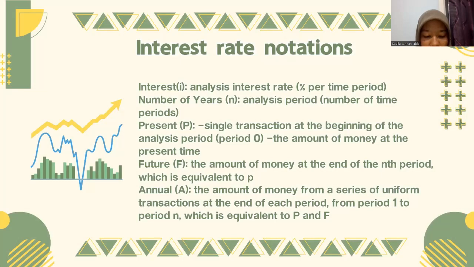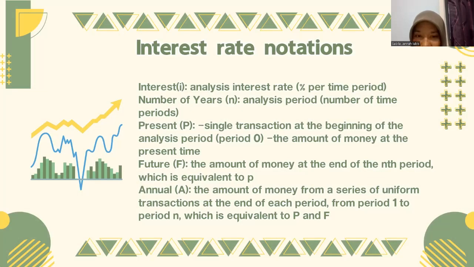Interest. After we go through the example, I'll explain the interest. Interest rate notation. The first is interest with the notation symbol i. The meaning is the interest rate percent per time period. And the second is the number of years with the notation symbol N. The meaning is the analysis period, the number of time periods.